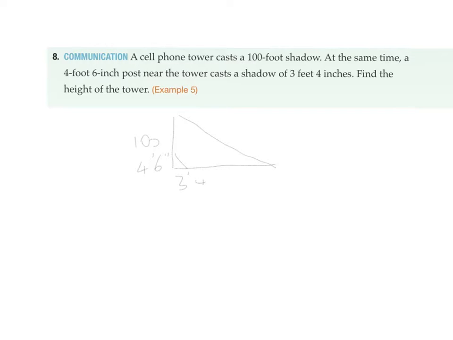So what have we got? 100 over, and we don't know what that's going to be, so that's going to be X, and the height is 4'6", let's put that into a decimal, 4.6 feet. And then 3 foot 4 inches is 3 1/3, so we can put 3.3 recurring. So cross multiply, you've got 4.6x equals 333, and if you divide through by 4.6, you will finish up with approximately 135 feet.